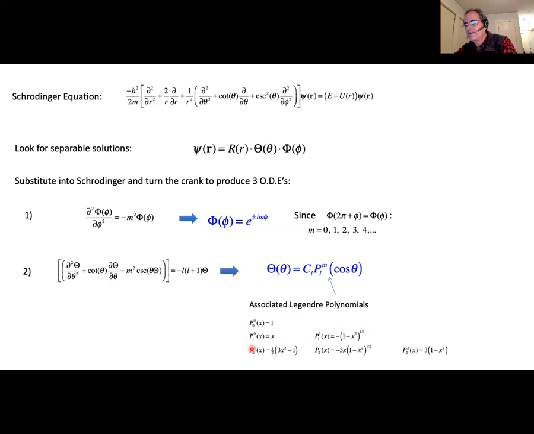And so on. Here's P02 of x, 1/2 times quantity 3x squared minus 1. And then there's this one, P12 of x, minus 3x times quantity 1 minus x squared to the 1/2. And this one, P22 of x, which is 3 times 1 minus x squared. This is probably not telling you a lot to look at these polynomials, but I just wanted to point them out. Notice that there are now 2 quantum numbers, m, which we've discussed, and L. L is a second quantum number, okay? And the Legendre polynomial's form depends on the value of both m and L.